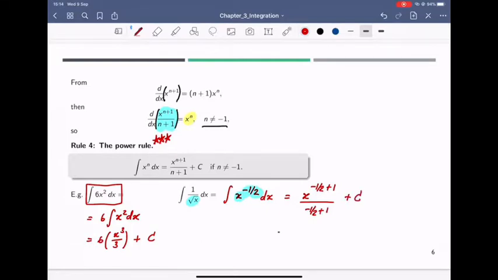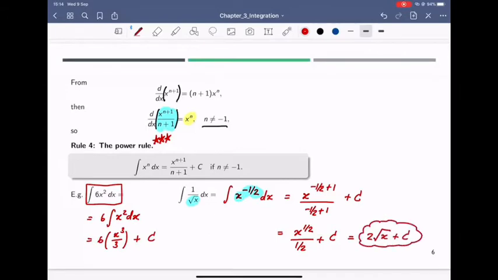So if you simplify that, it's going to be x to the 1/2 because that will be positive now, and then over 1/2 plus c. If you want to simplify more, this is going to be 2 times square root x plus c.